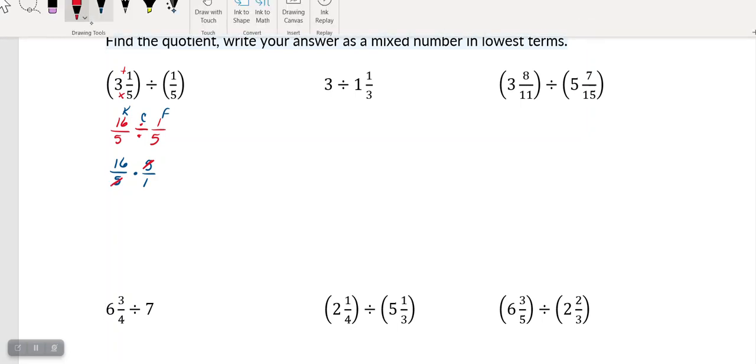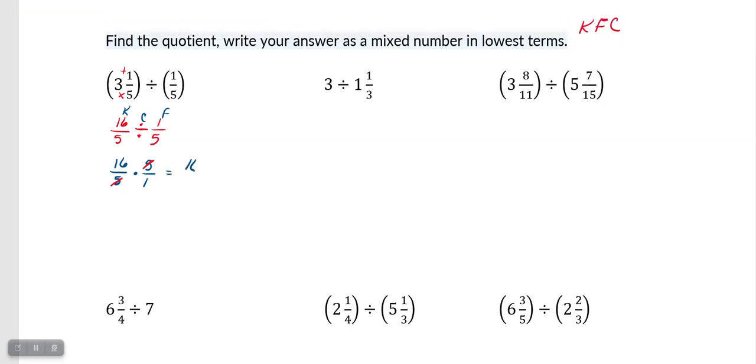And then that will leave me with just multiplying. 16 times 1 is 16. 1 times 1 is 1. 16 over 1 is the whole number 16. Now it says write your answer as a mixed number. 16 is also going to be considered a mixed number because if I had to have another fraction, it'd be 0 over 5. So 16 is my whole number.